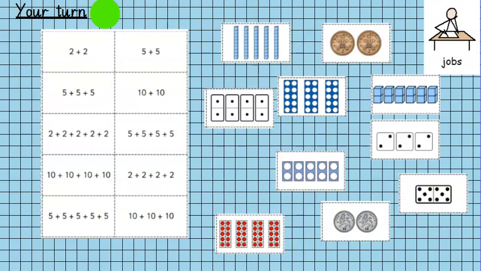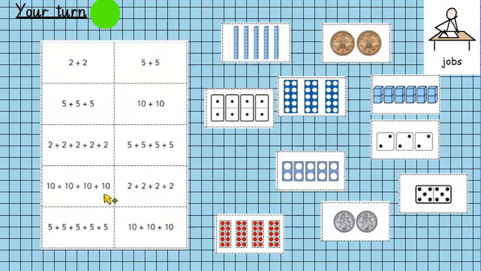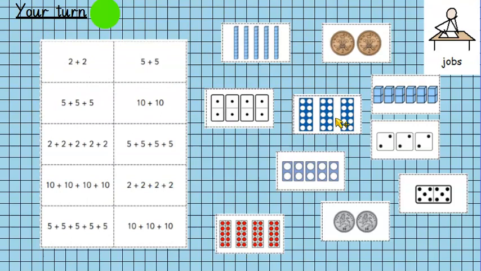If you're in green group, you're going to be playing a game for me. So you have these cards in your learning pack, and you also have these cards, and I want you to cut them all up, spread them around, and then you can match them together in your book. So you'll need to stick them in.